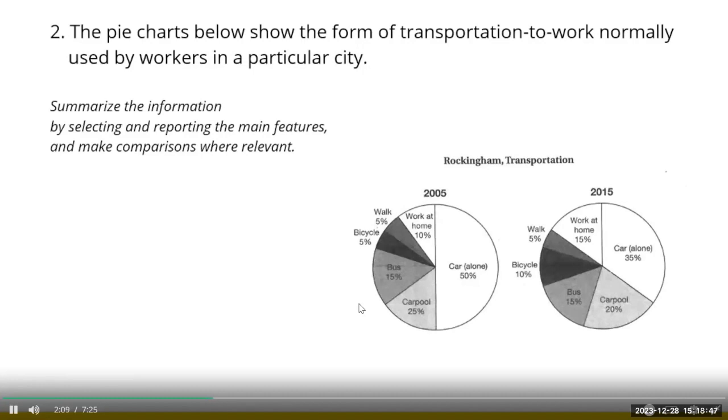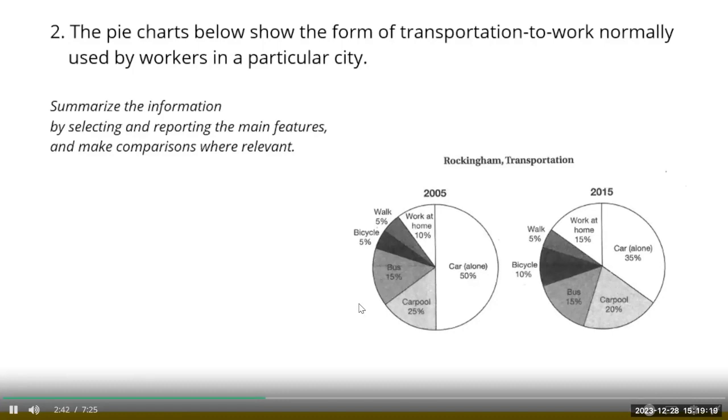Let's take a look now and I'll read it. The pie charts below show a form of transportation to work normally used by workers in a particular city. So now let's go back to our pie charts. So you see Rockingham, it's our title, and transportation. So it means it's about transportation in 2005 and 2015. And Rockingham represents the name of the city where it happens. So when they say a particular city, that means this is a particular city, Rockingham.